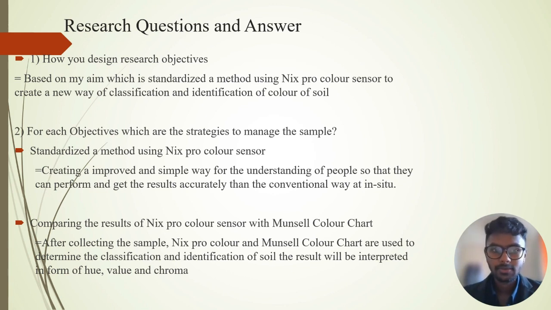And the second objective is comparing the result of NIX Pro color sensor with Munsell color chart. How do I do that? After collecting the sample, NIX Pro color sensor and Munsell color chart are used to determine the classification identification of soil. The result will then be interpreted in the form of hue, value, and chroma, and based on that I will know whether NIX Pro color sensor or Munsell color chart is accurate.